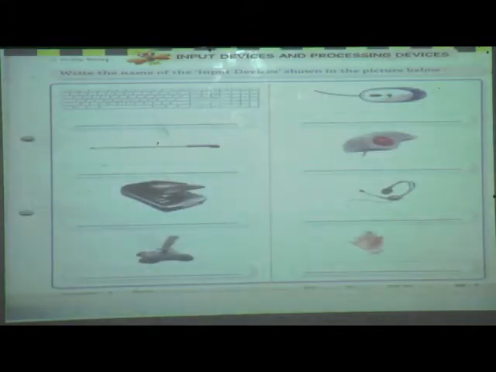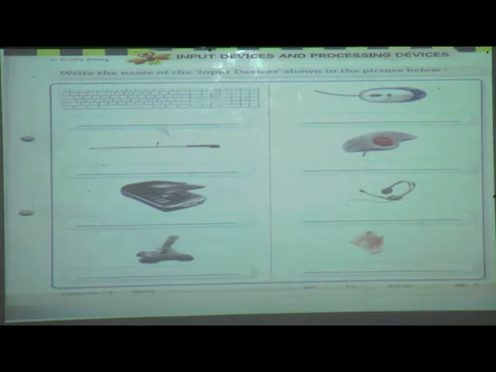Fourth question. Write the name of input devices shown in the picture below. We have to write the name of these devices. What is the first picture you can see? What is the name of this picture?